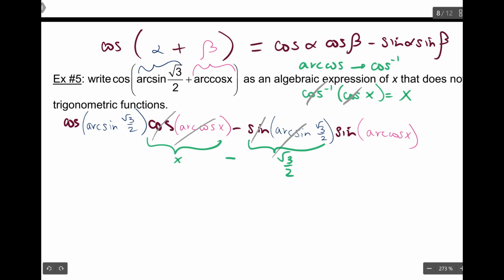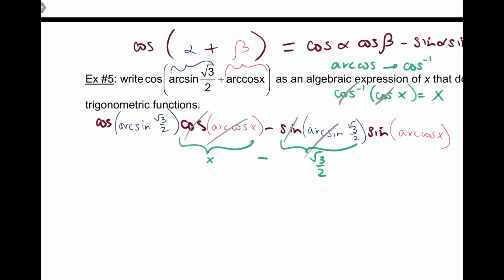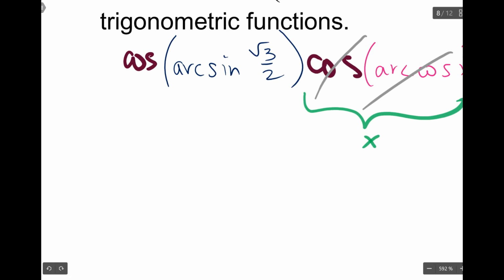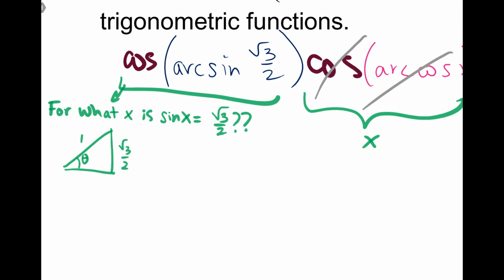Now, with the two easy parts done, we need to figure out what this part is. This part literally is saying, for what x is sine of x equal to square root of 3 over 2? So the angle, SOHCAHTOA: opposite, square root of 3 over 2, over hypotenuse 1. So what angle is this? We see it's going to be 60 degrees, which is pi over 3.